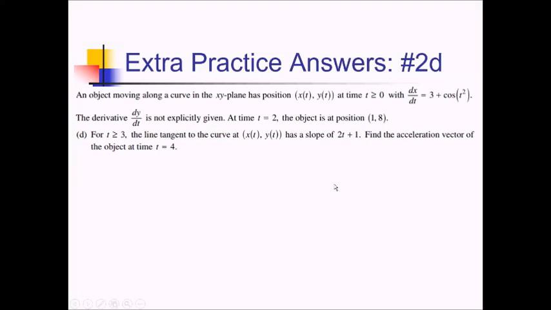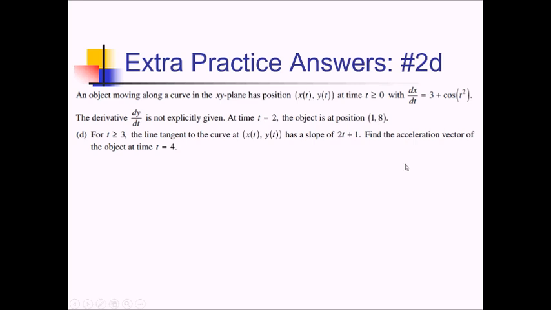For this last part of the problem, we have, for time greater than or equal to 3, the line tangent to our curve has a slope of 2t plus 1. And they want the acceleration vector of our object at time 4. So for the acceleration vector, we need x double prime and y double prime of the input, the time, of 4. That's not an issue for x double prime of 4 because we already know x prime right here. So I can take the derivative of a function they've already defined at 4 and not have to do any other further work. Just plug it in my calculator.